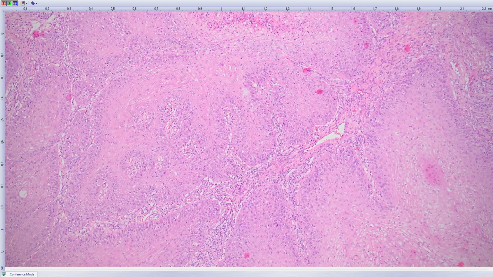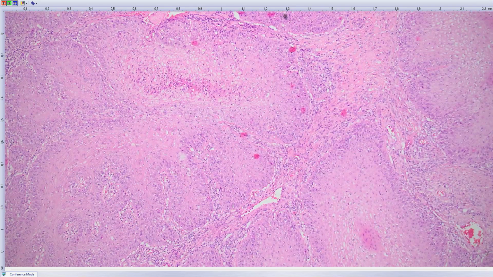Importantly, it's very well differentiated and almost never metastasizes, should be excised completely, and the patient is cured. So verrucous carcinoma of the oral cavity is my first case.